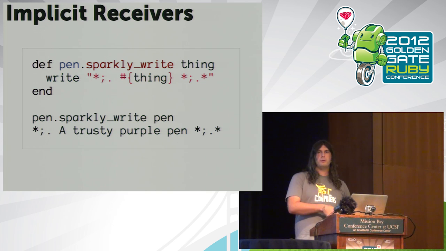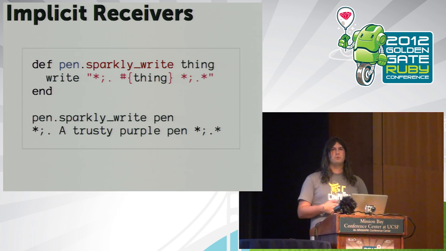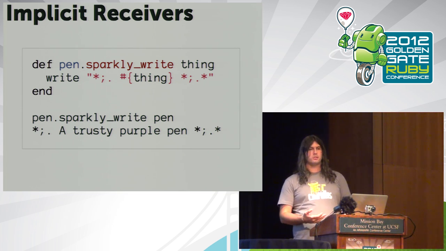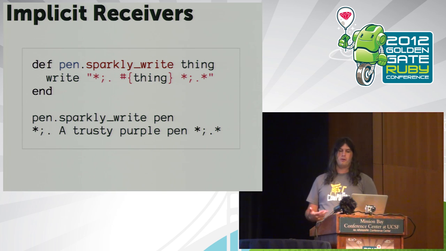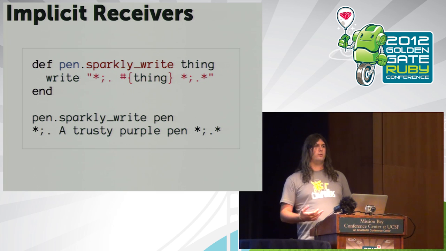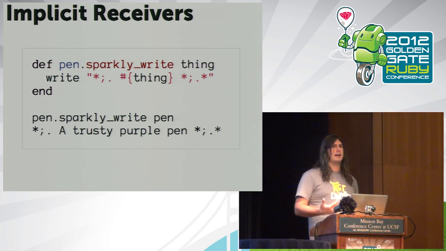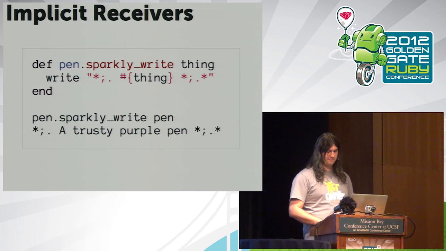And what's funny is that we didn't specify to which object we are sending this write method. Well, dear student, as it turns out, if you don't specify the object you're sending a message to, it sends it to itself. So our pen's own write method is being called here by one of our other methods, sparkly_write. And we can use this just like we do our regular old write method. And everything is fantastic. And we have our trusty purple pen in wonderful sparkles.